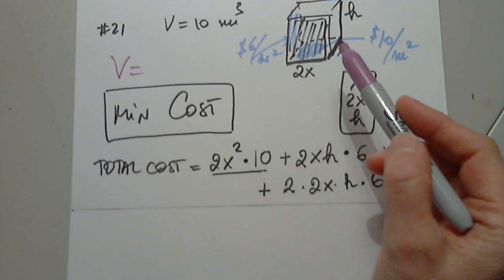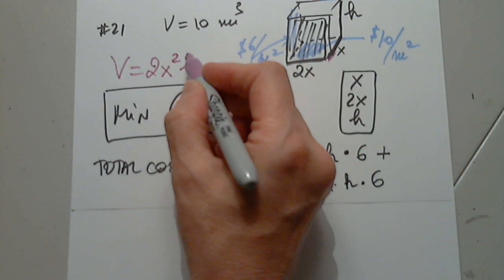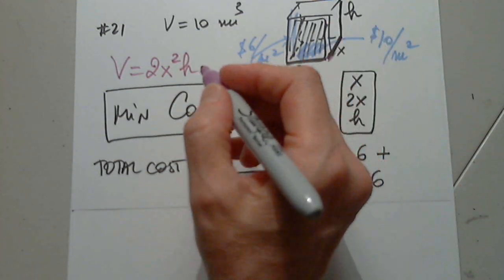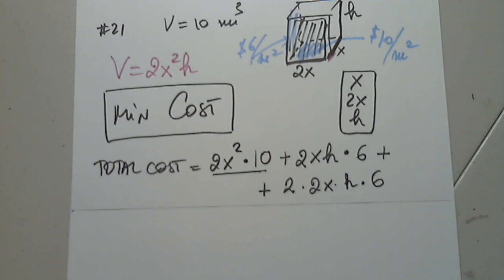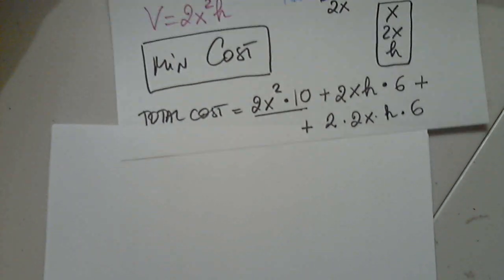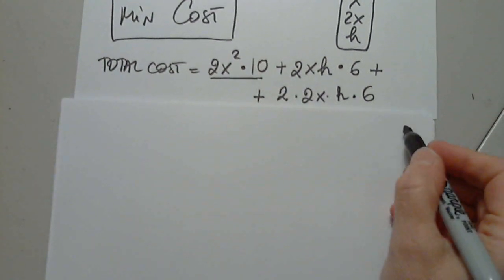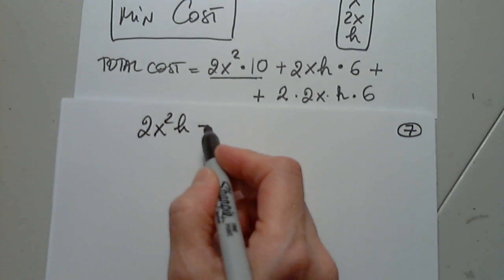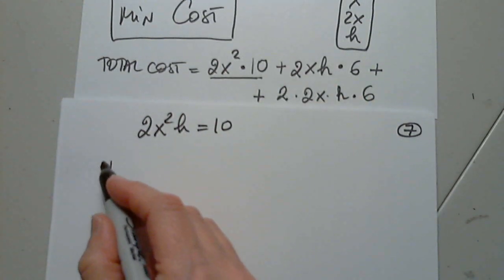2x times x times h. That's it. So 2x squared h. 2x times x is 2x squared times h. And this is 10. So therefore, I have 2x squared h equals 10. And I'm going to try to simplify this as much as possible.